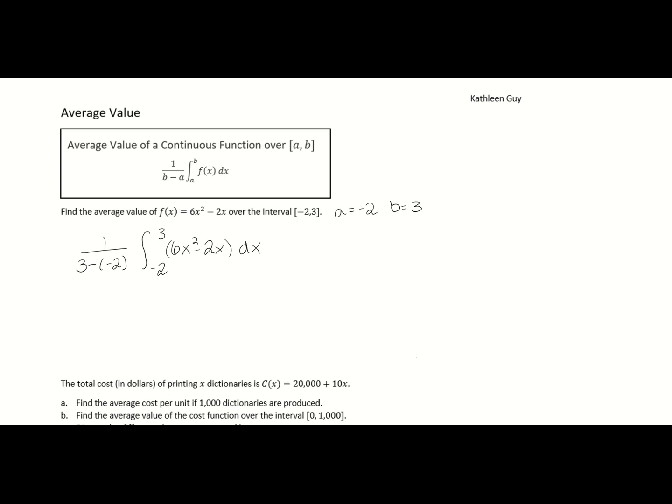Let's clean up the front. So 1 over 3 minus negative 2 will become a positive 5. And then I'm going to evaluate the integral by using the power rule and finding the antiderivative. So I'm going to add 1 to the power, which will become a 3, and divide by the new power. Minus 2x, add 1 to the power, divide by the new power, from negative 2 to 3. Now before I evaluate and use the fundamental theorem of calculus, I like to clean up my antiderivative. So this is going to give me 2x cubed minus x squared from negative 2 to 3.